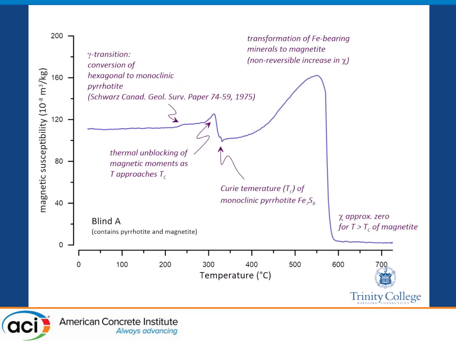Pyrrhotite has a unique Curie temperature. It behaves differently as it approaches 300 degrees. First there's this conversion of hexagonal pyrrhotite to monoclinic pyrrhotite. Then there's this thermal unblocking, and then this drop where at 320 degrees it's reached the Curie temperature of monoclinic pyrrhotite. And it's that drop that we're actually going to try to quantify here and use as a proxy for the abundance of pyrrhotite in the sample.